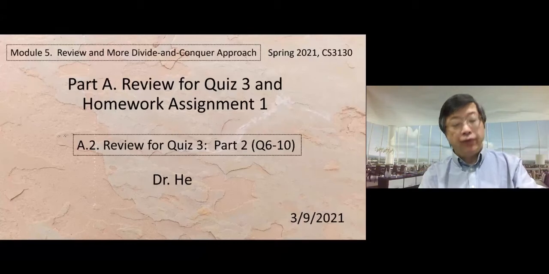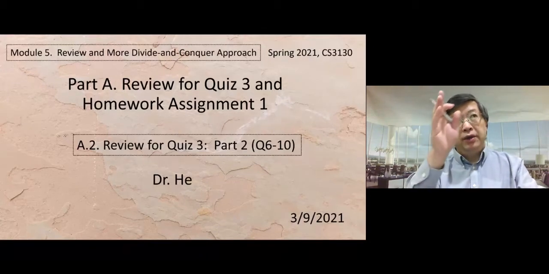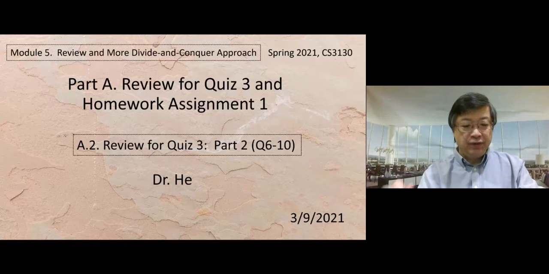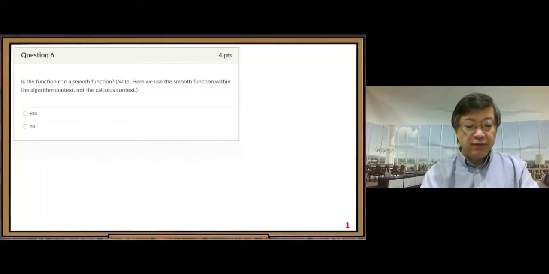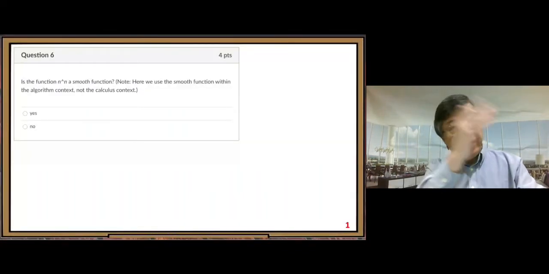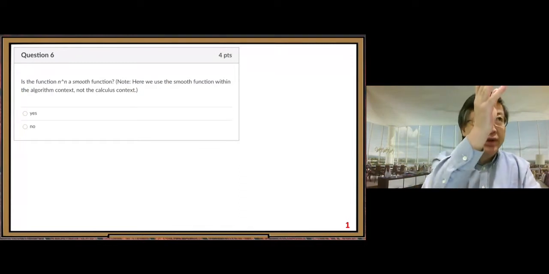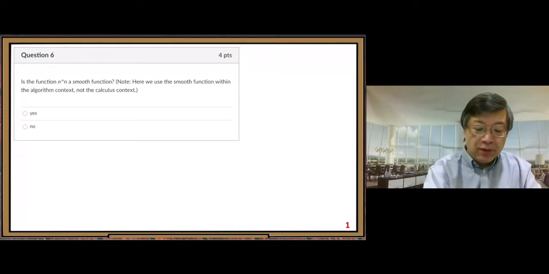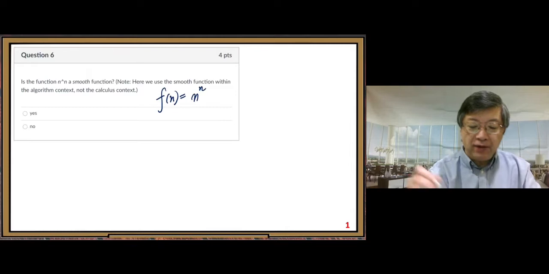Review for quiz 3, part 2, the last 5 questions. Question number 6. Now, smooth function, another question. So let us use the same method to prove it. This time, our f of n equals n to the nth power.